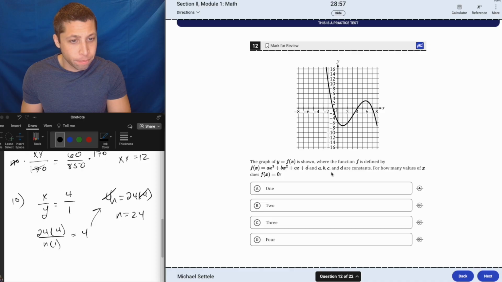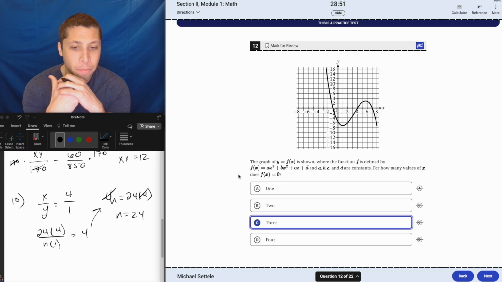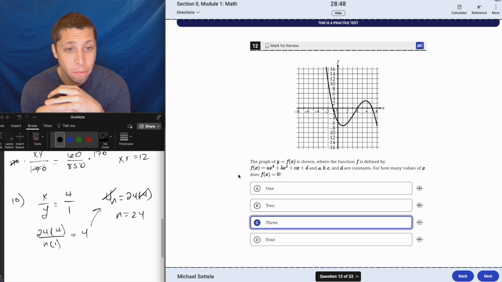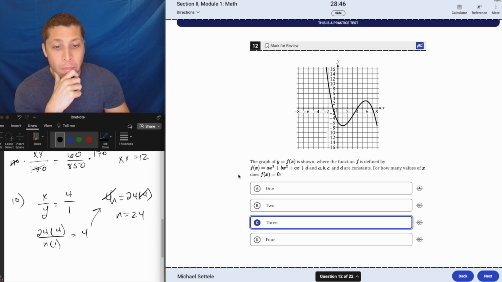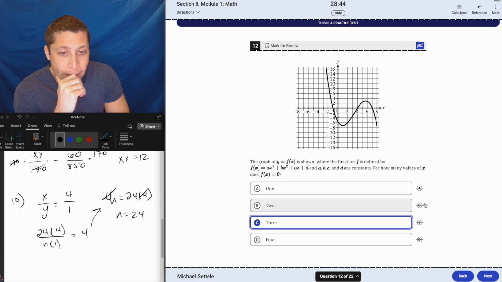Here's this thing. For how many values of x does f of x equal 0? 1, 2, 3. Right? F of x is y, so y is 0 at 3 spots. 1, 2, 3. So none of this matters. Okay.